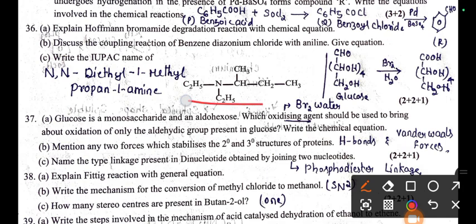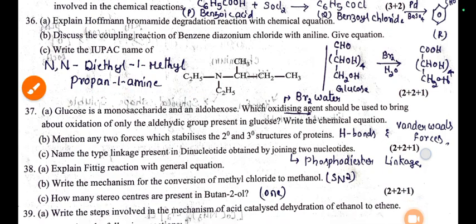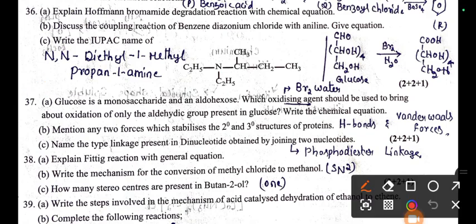Then the IUPAC name of the given compound is N,N-diethyl-1-methylpropan-1-amine. Then 37th question, glucose is a monosaccharide and an aldohexose. The oxidizing agent is bromine water. To bring about the oxidation of the aldehyde group to carboxylic acid, we need to treat glucose with bromine water to form gluconic acid. Glucose converts to gluconic acid.